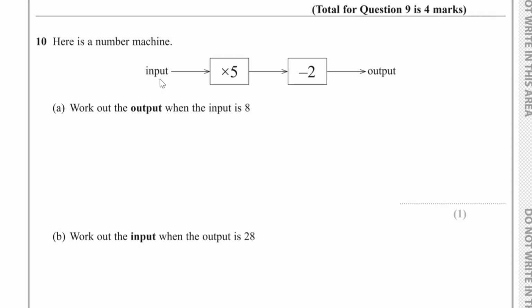Question number 10. Here is a number machine. We input something, we times by 5, we subtract 2, we get an output. We have to work out the output when the input is 8.